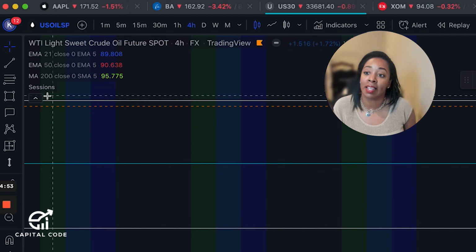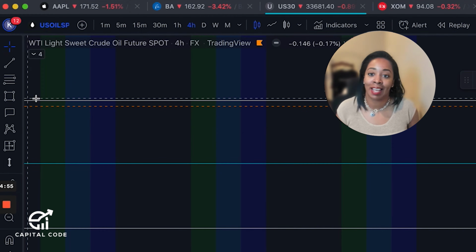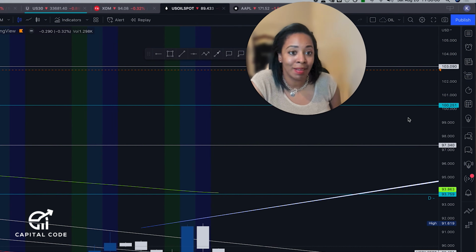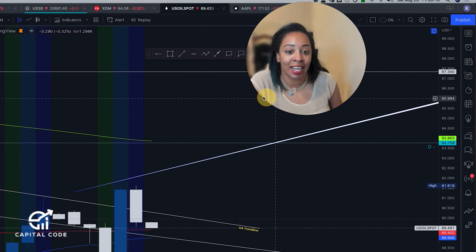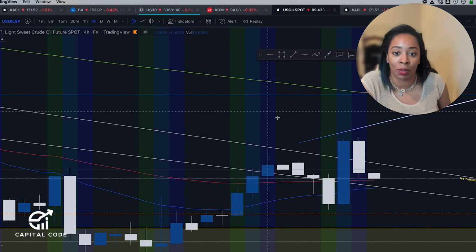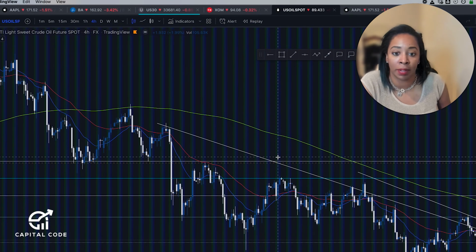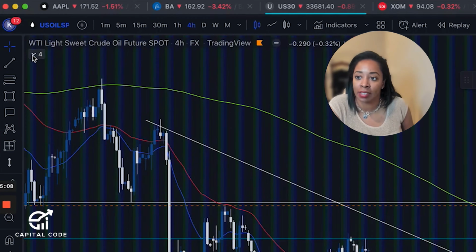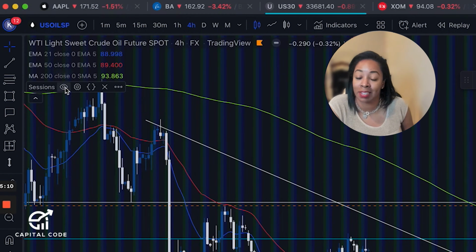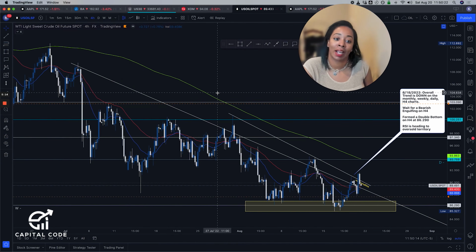So that is the fourth indicator that I use. So on my charts, you may have noticed that I have some lines going on here. Let me just clean this up a little bit and turn off the sessions, because sometimes it can be a little distracting, but it is helpful. So we're gonna hide it for right now.